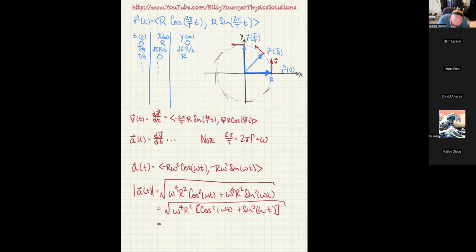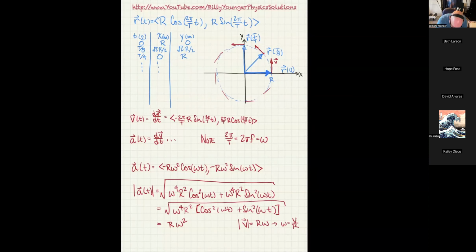So we end up getting the square root of omega to the fourth r squared. So I'm going to call that r omega squared. And that is actually the magnitude. Now, if you had worked out the magnitude of the velocity, what you would have discovered is that the magnitude of the velocity is v equals r omega. And that means, of course, that omega is equal to v over r, where I'm now just using plain v to represent the magnitude.